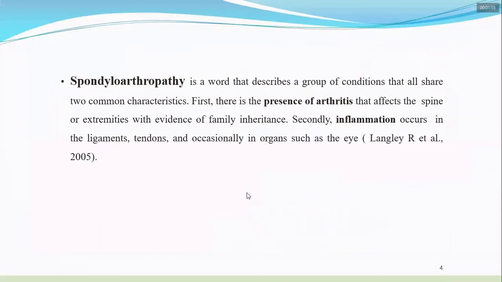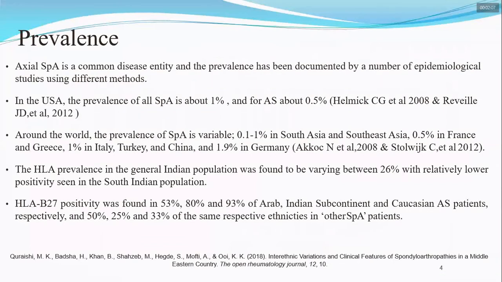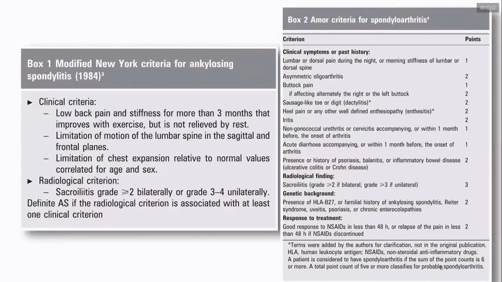So what I was talking about is the modified New York criteria for ankylosing spondylitis. There are clinical criteria and radiological criteria. The clinical criteria have low back pain and stiffness for more than 3 months, which improves with exercise but is not relieved by rest, and limitation of motion of the lumbar spine in the sagittal and coronal planes, sagittal that is flexion and extension, and limitation of chest expansion relative to normal values. So these are the three clinical criteria given by the modified New York criteria.